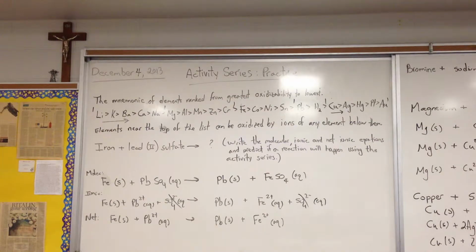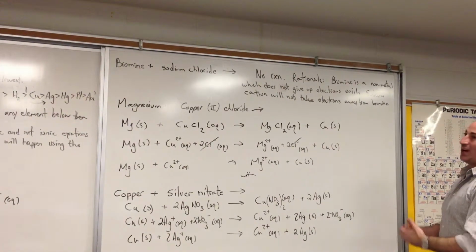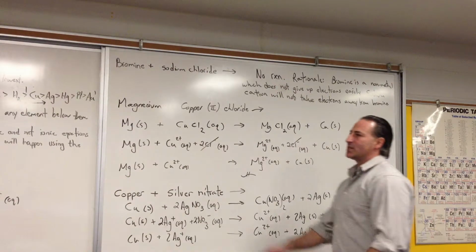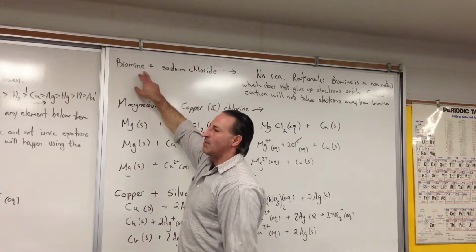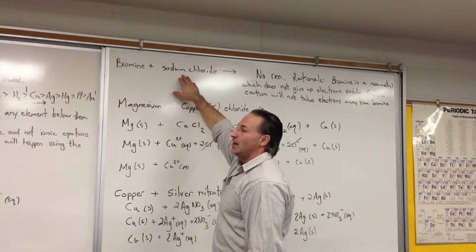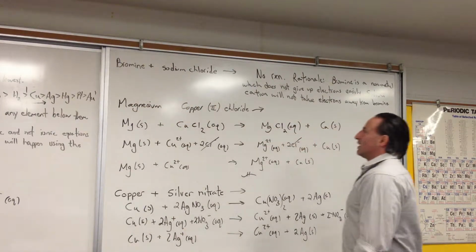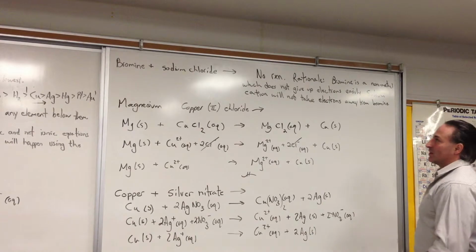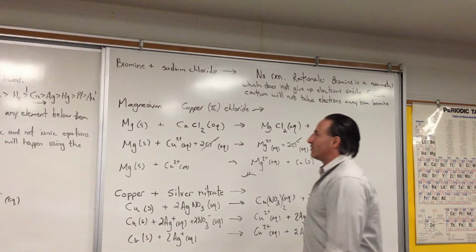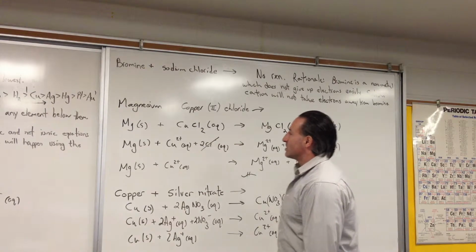In the next example, we have bromine reacting with sodium chloride. And in this reaction, there is no reaction. Why? Because bromine is a non-metal. And when you have a non-metal, non-metals don't like to give up their electrons. So they're not going to give up their electrons to a sodium cation. Sodium is high up on the list as well. It likes to give up electrons, so it's actually quite stable in the form of a sodium cation. So no reaction for that particular combination of substances.